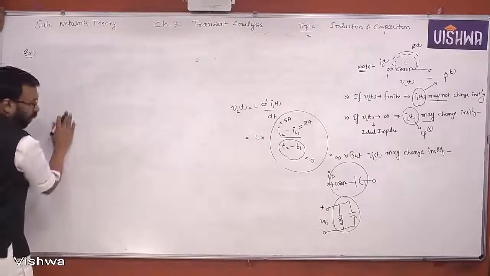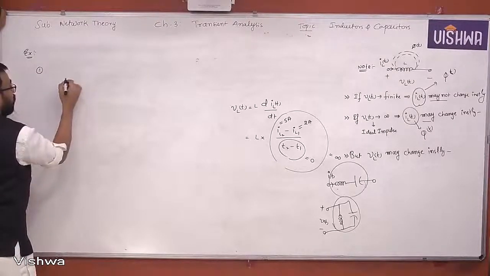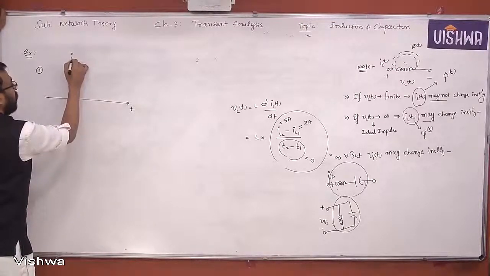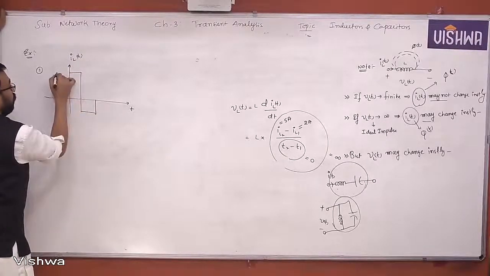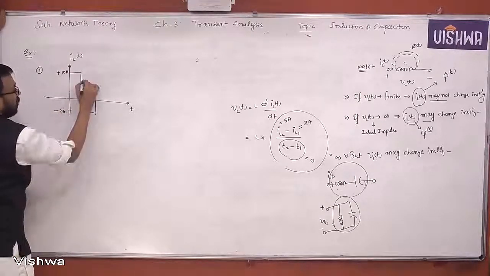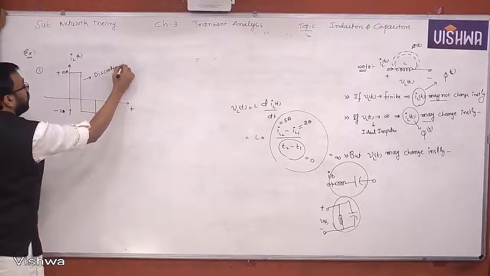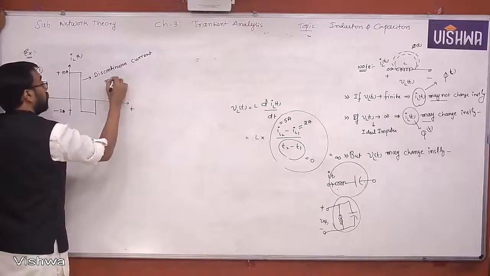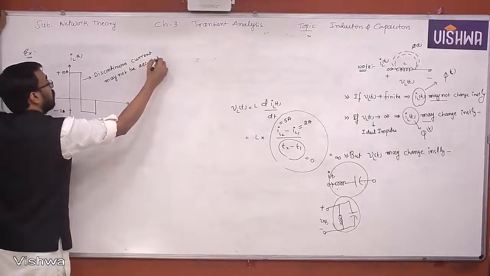Which of the following is or are acceptable? IL of t, a discontinuous current: plus 10 amperes, minus 2 amperes. Discontinuous. Yes or no? Discontinuous current may not be acceptable to the inductor. Yes or no? May not be acceptable to the inductor.